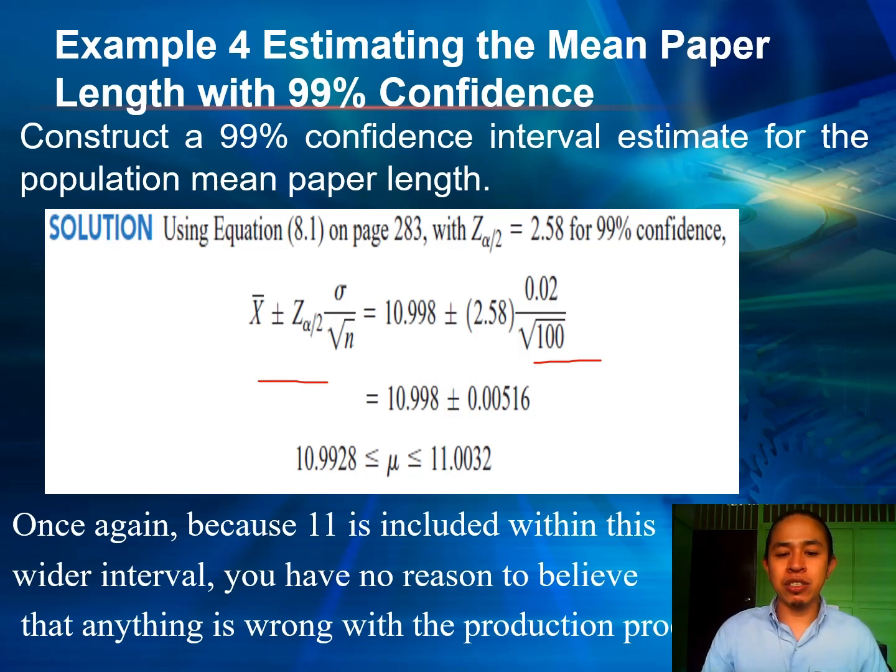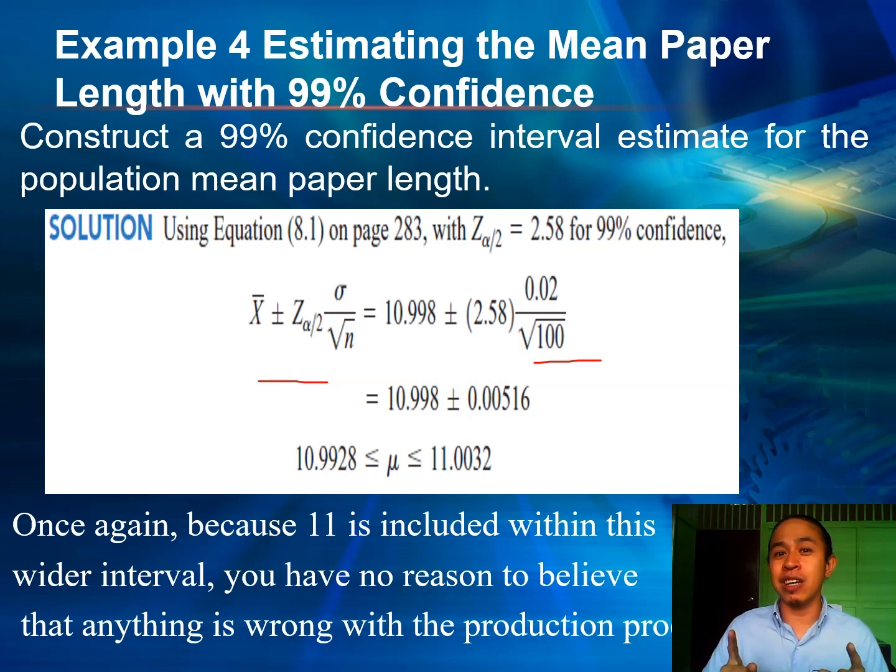So once again, because 11 is included within this wider interval, you have no reason to believe that anything is wrong in the production process. If you can observe also, in the two intervals that we calculated, the 95% and the 99%, as we increase the level of confidence, it makes the interval wider.